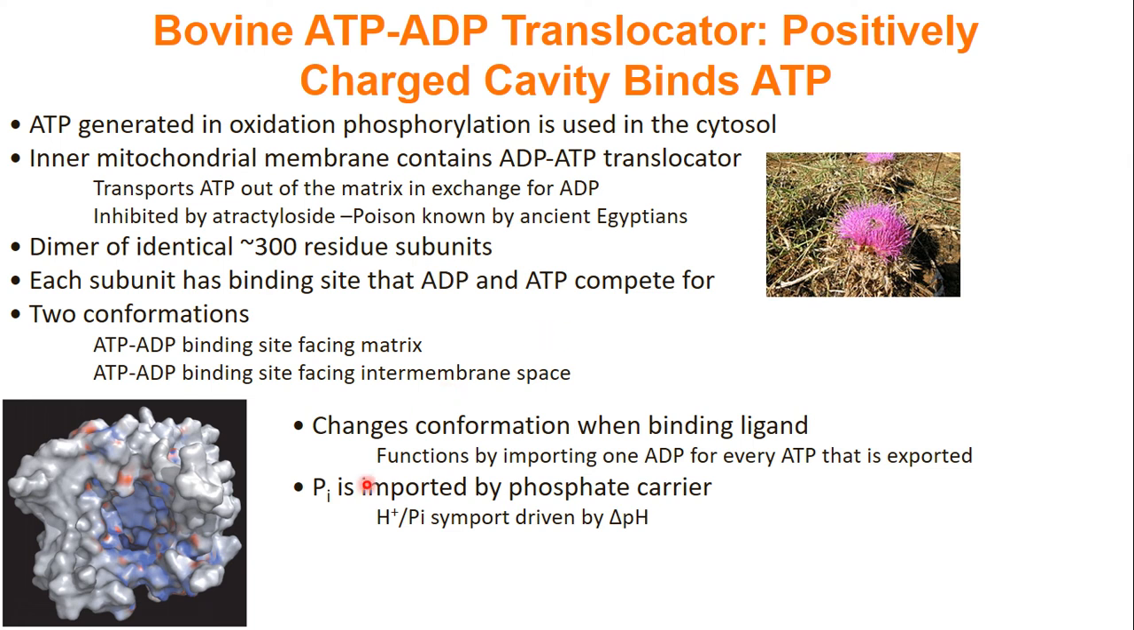So there are two different conformations: an ATP-ADP binding site facing the matrix and one facing the intermembrane space. And this transporter will change conformations when you're binding a ligand. So what happens is that every time you import an ADP, you export an ATP. So you're doing a one-to-one trade. For sticking a phosphate onto ADP, we have a phosphate carrier, a hydrogen phosphate symport, and that's driven by our difference in pH that we create through our proton gradient.